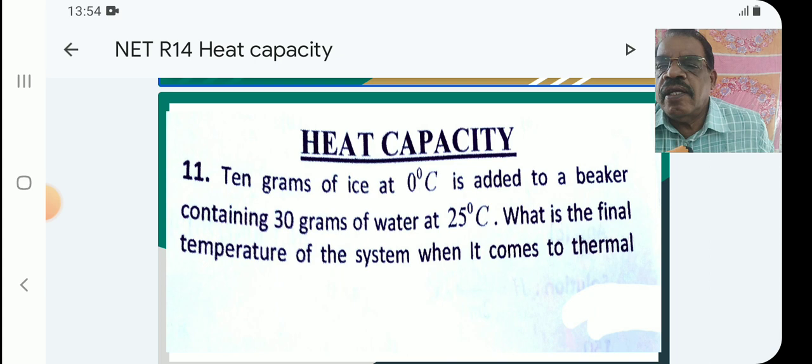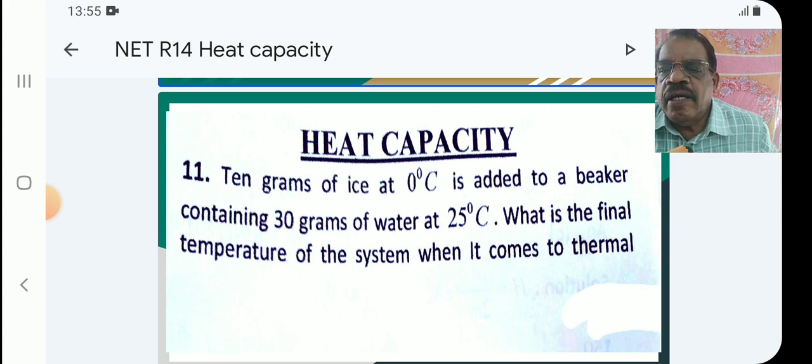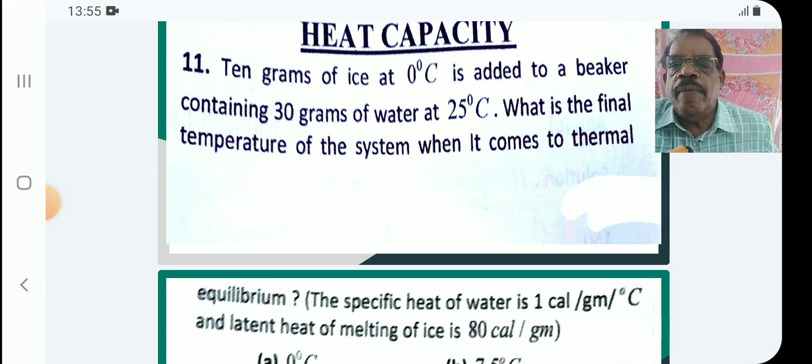You see the question? 10 grams of ice at 0 degrees Celsius is added to a beaker containing 30 grams of water at 25 degrees Celsius. What is the final temperature of the system when it comes to thermal equilibrium?